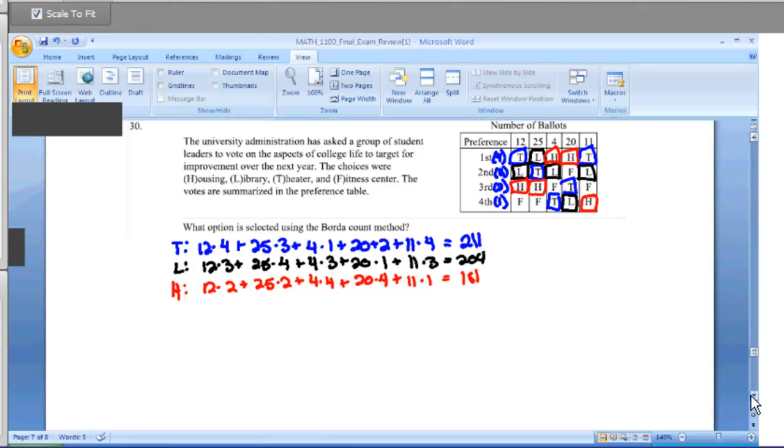And then for our last one, let's look at fitness center. So we have 12 that had it last place, or 1 point per vote, and then 25 more that had it last place, or 1 point per vote. 4 that had it third, or 2 points per vote. 20 that had it second, or 3 points per vote. And 11 that had it third, or 2 points per vote. And that gives us 127. So our winner is going to be a new theater.